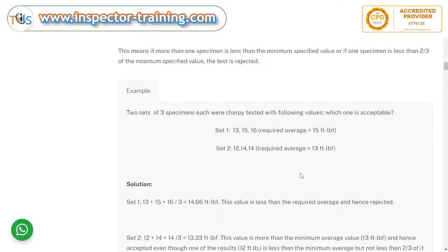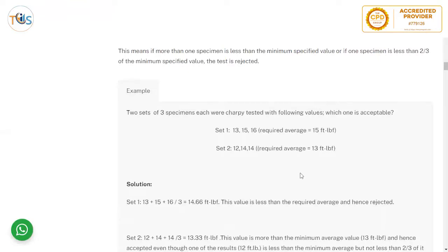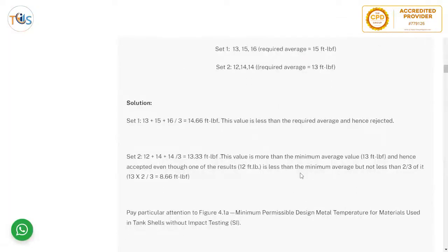And set 2 is 12, 14, 14, with a required average of 13. Now set 1, you add all of them and divide by 3, you get the average, 14.66. So this value is less than the required average and hence rejected straight away. Set 2, 12, 14, and 14 divided by 3 is 13.33.